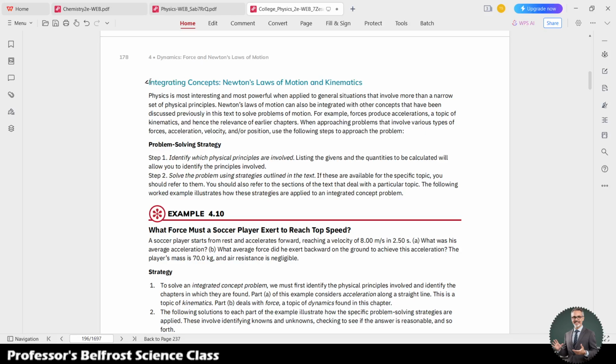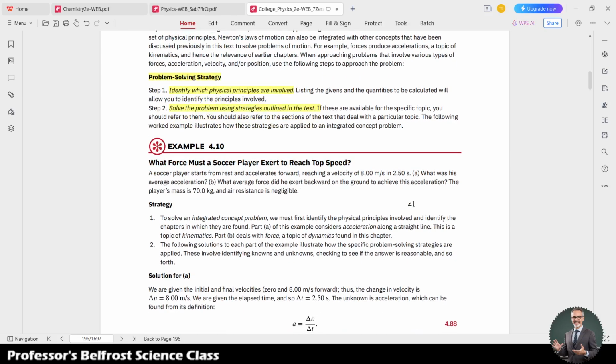Okay, so now we integrate the concept of Newton's law of motion with kinematics. So here's the problem solving strategy we need to follow. First is to identify which physical principles are involved, and then we solve the problem using strategies outlined in the text before. I mean the previous video. So let's dive into example 4.10.